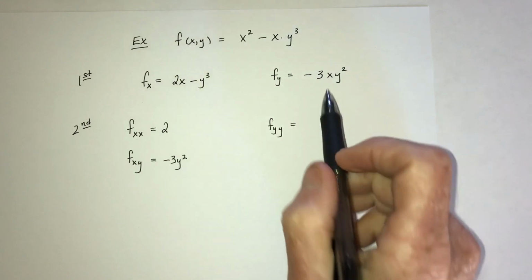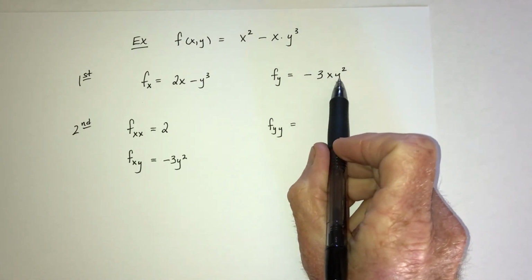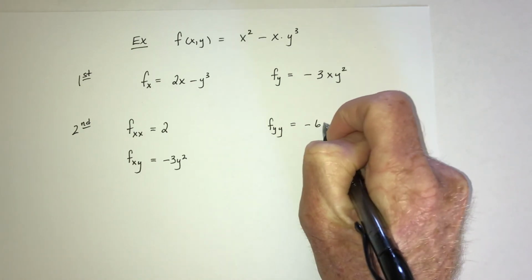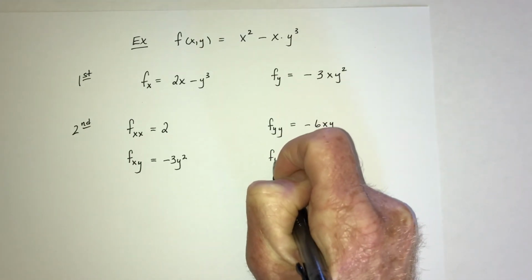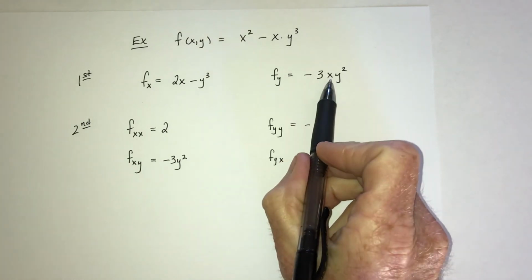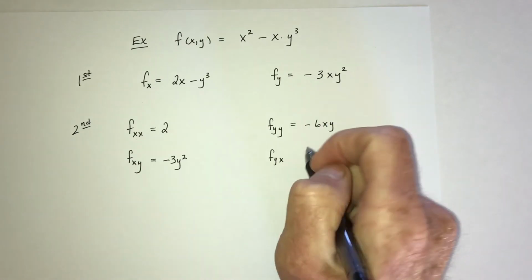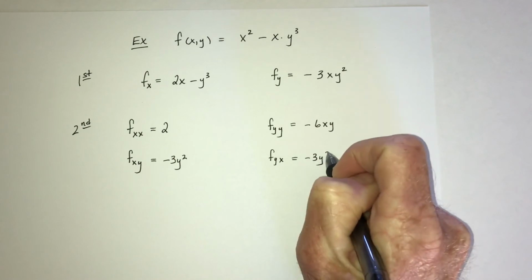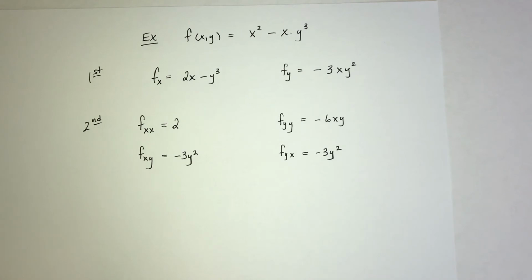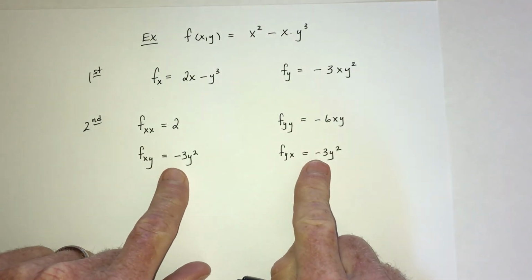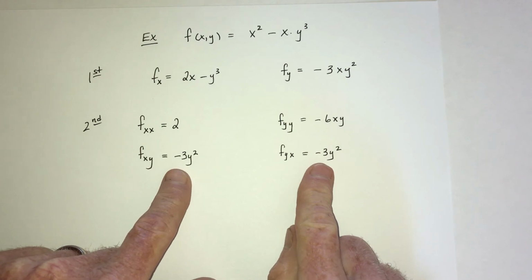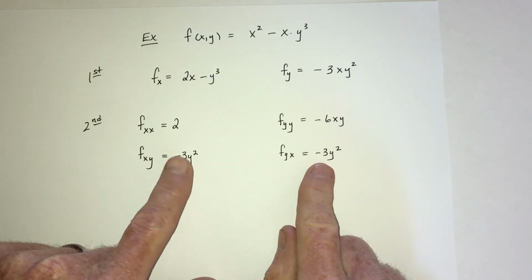Okay, so we're taking the derivative with respect to y. So this is constant, that'll just sit there. The derivative of this is 2y. So I could put that 2 together with this, and it's going to be negative 6xy. Now take the derivative with respect to y, and finally take the derivative with respect to x. So that means that this is going to become a 1, which leaves negative 3y squared. Ta-da! There are the second derivatives. Notice, quite often, these two turn out to be the same. Not every time, but quite often it turns out that these two are the same.